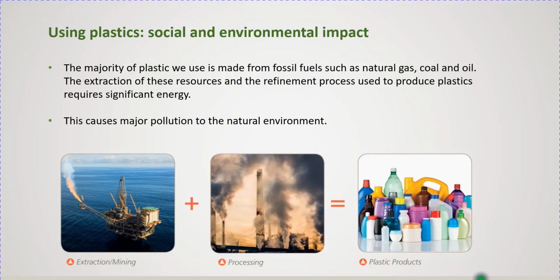So what we have is there is a major effect by taking these out of the ground, because it causes major pollution. What we can see here is when we're taking it, extracting it or mining it, there's pollution created. Then when we're processing the raw materials in the factory, we're creating more pollution, and at the end of this what we end up with is our plastic products. So it's a major pollution to our natural environment when we're creating plastic in the first place.